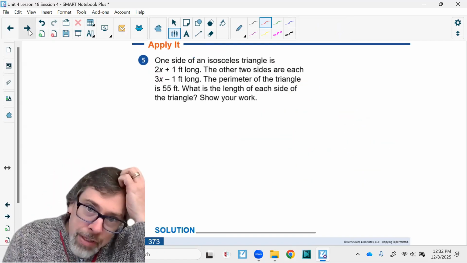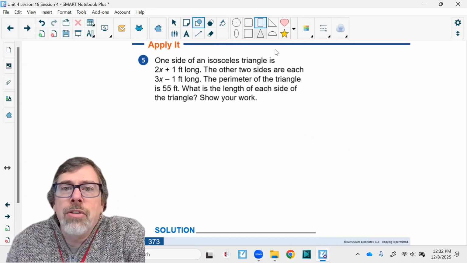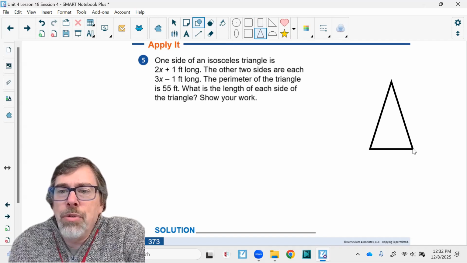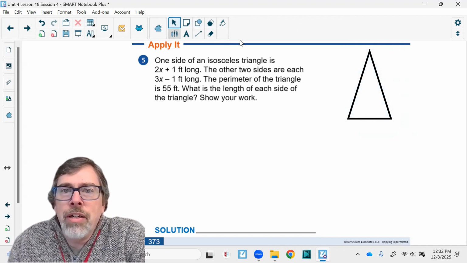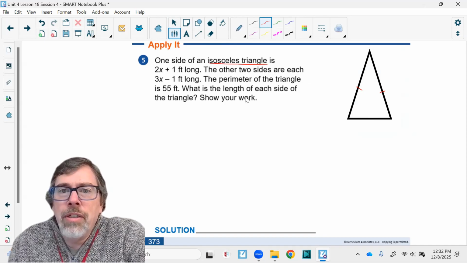Apply it. One side of an isosceles triangle. Well, let's stop right there. I need an isosceles triangle. Isosceles triangle simply means a triangle with two congruent sides. So I'm going to just do this. There's my isosceles triangle. This side is equal to this side. That's what an isosceles triangle is.